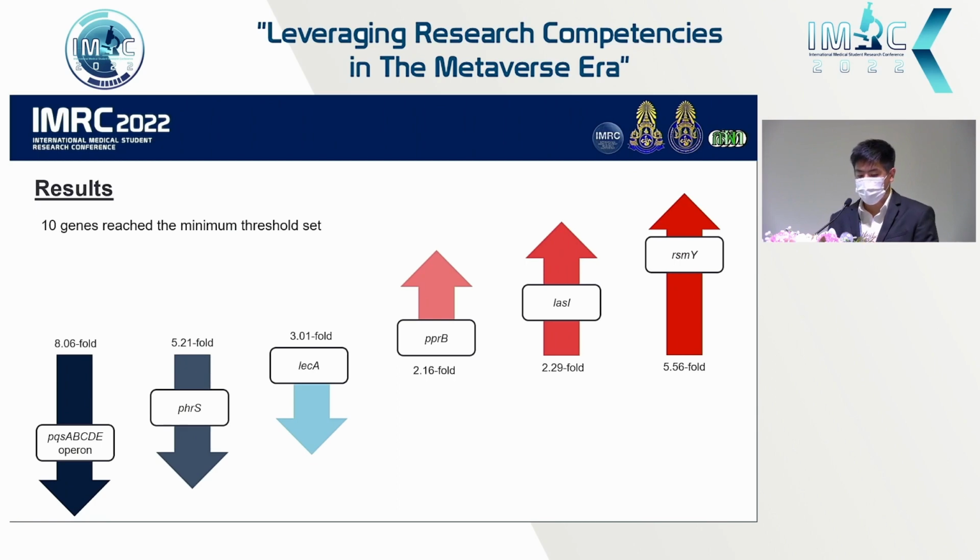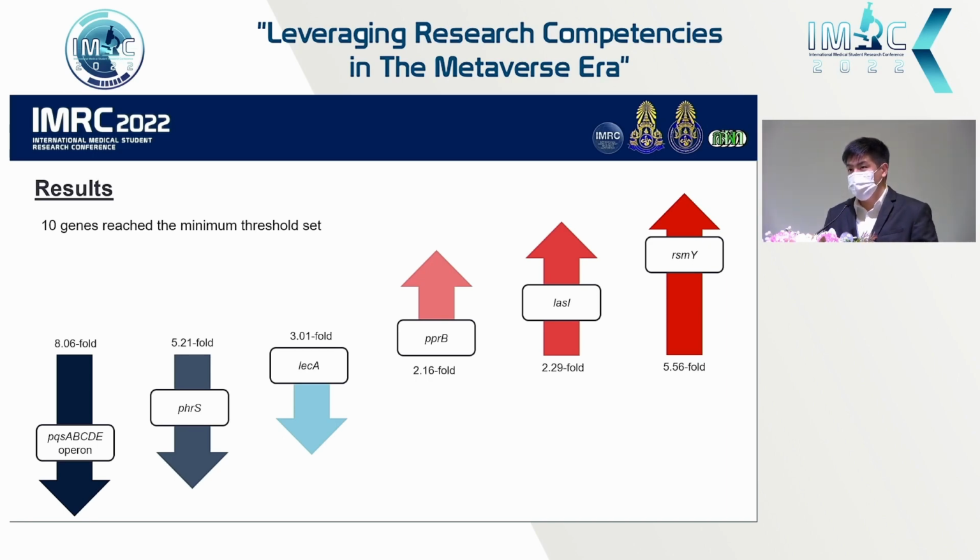The PQSA, PQSB, PQSC, PQSD, and PQSE, all known together as the PQSABCDE operon, were downregulated on an average of 8.06-fold. The PHRS were downregulated by at least 5.21-fold. LECA were downregulated by 3.01-fold. PPRB were upregulated by 2.16-fold. LASI were upregulated by 2.29-fold. And RSMY were upregulated by 5.56-fold. I'm not going to go into details about all of it due to time reasons.